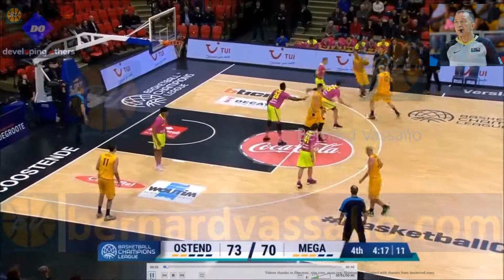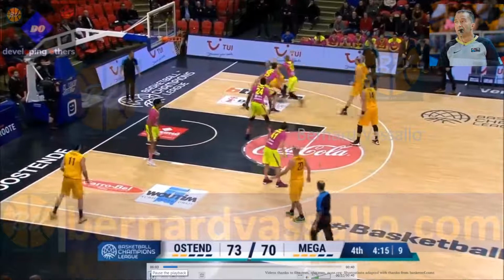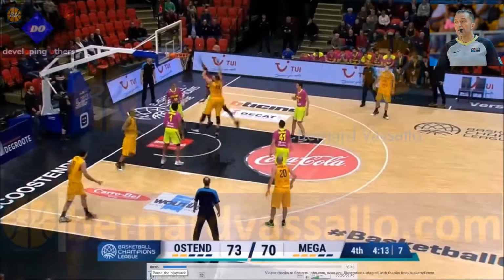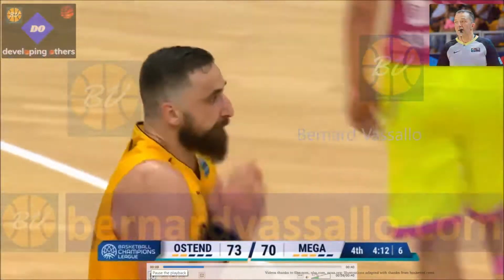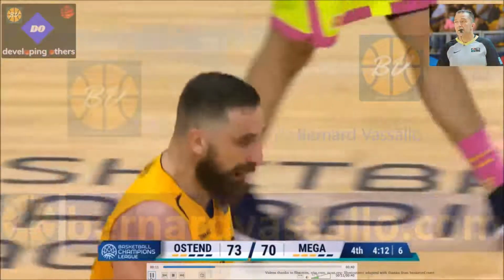Let's see it all over again. They trail by 3. Sumu will attack again, flips it, Katic. There it is, correctly called by the referee in this case. And it just moved Cabra out of the way.